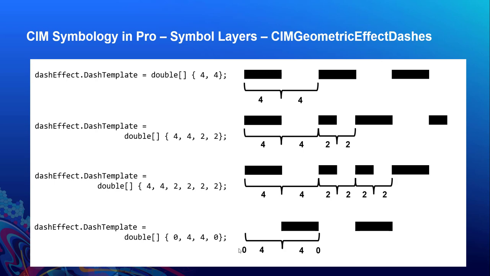The net effect is that the dash pattern is offset by 1. So rather than beginning with the dash, like we see here with the 4, 4 pattern, I begin with the space. So using the dash template in this way is an effective way to sort of offset the pattern.